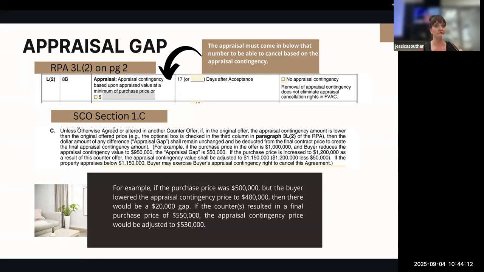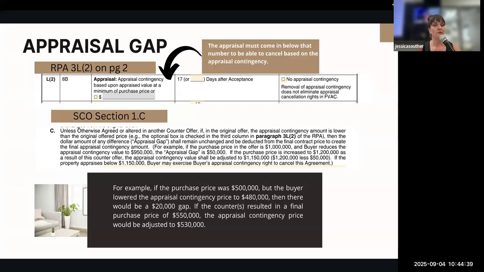So what would the best practice be? Best practice for the buyer, if you want to have an appraisal gap, and let's say they have $10,000 to play with, then you don't mark anything in here. If you leave it blank, it's going to be the purchase price, like normal. So let's say, in your example, the list price is $399.